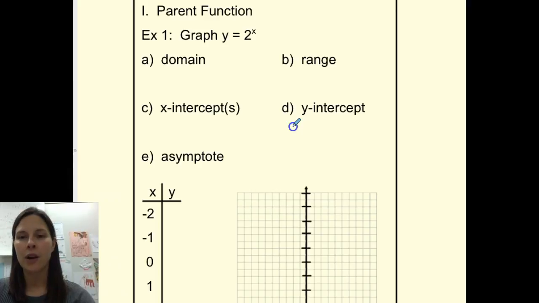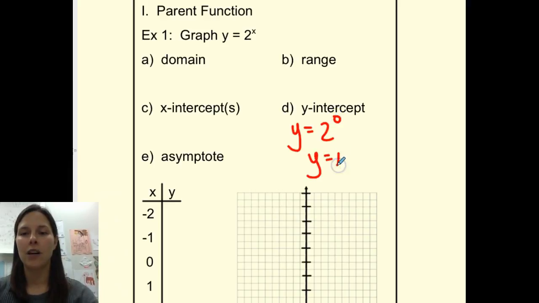If we replace that y with 0, we have 0 equals 2 to the x power, and we don't have the tools yet in order to solve that. So we'll come back to that. We'll find the x-intercepts from the graph. The y-intercept we can find, replace that x with 0. Anything to the 0 power is 1. So the y-intercept is (0, 1).